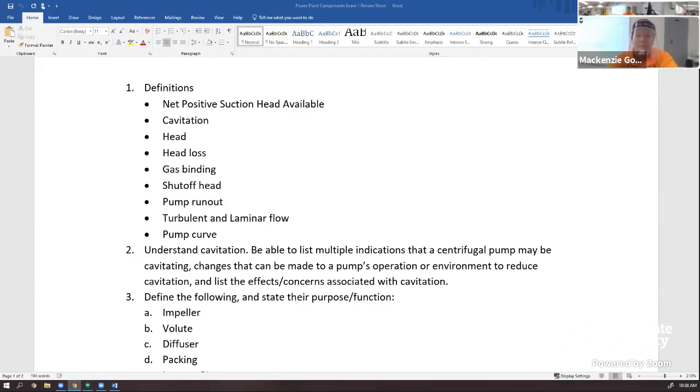Gas binding in pumps, which that definition is in that same section after cavitation, and pump curves. So this is essentially when you have too much gas or vapor mixed in, not in little collapsing bubbles, but just in the space, and now your impeller can't turn, okay? Shut off head, pump run out, which again, those are definitions right from the reading.